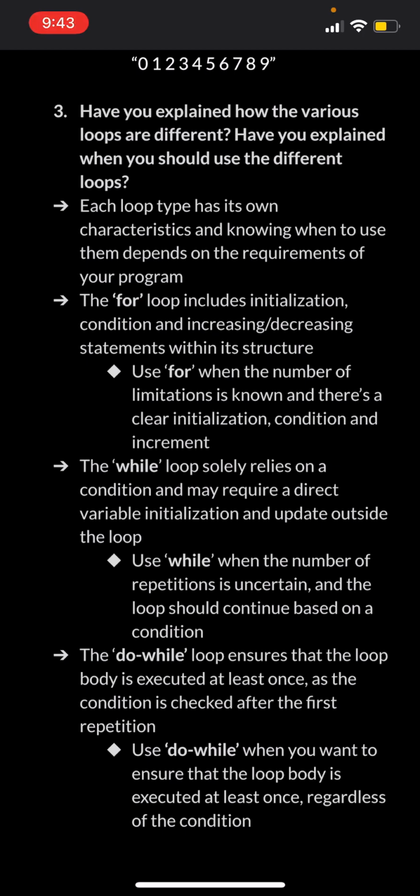So how the various loops are different and when should you use them. Each loop has its own characteristics, and knowing when to use them depends on the requirements of your program. The for loop includes initialization, condition, and increment/decrement statements within its structure. You use a for loop when the number of iterations is known and there is a clear initialization, condition, and increment.